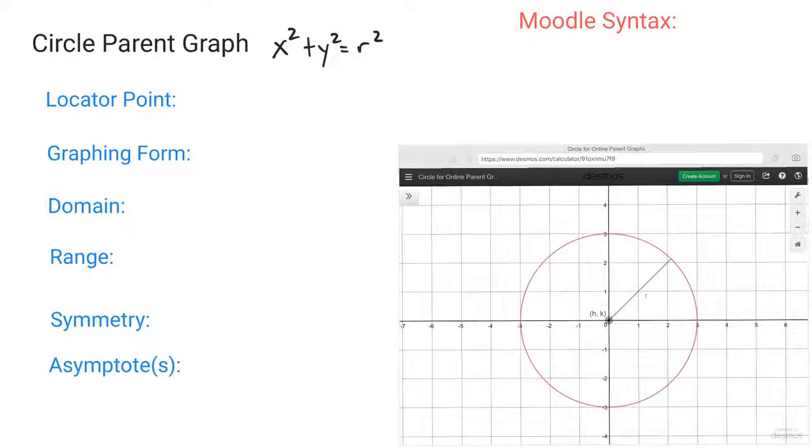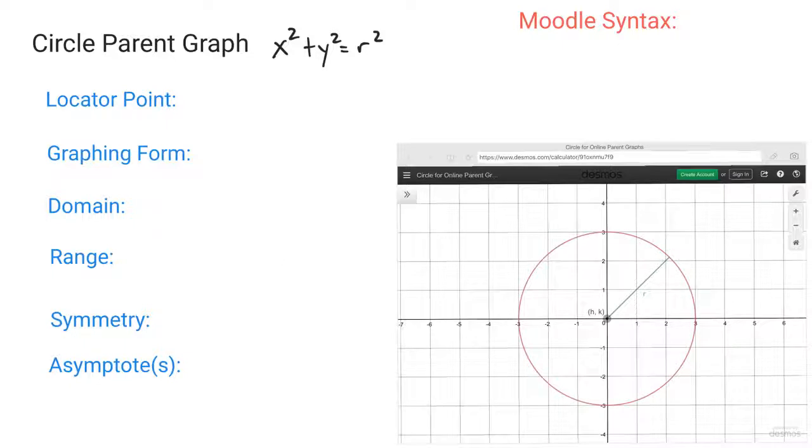In this video, we're going to take a look at the circle parent graph. The parent equation is x squared plus y squared is equal to r squared. And so you can see that you have a circle graphed here where the center of the circle is (h, k). And so as always with our other parent graphs, if you shift (h, k) around, you are going to be shifting your graph and thus changing your h and k values.